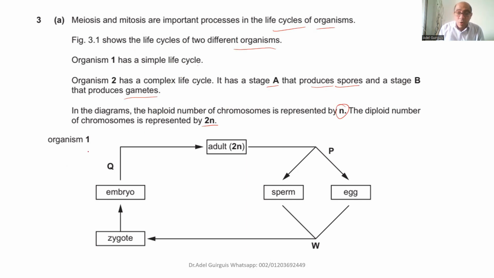Okay? Organism 1 here: adult with 2N. Process B produces egg and sperm in two different individuals. Here, process W forms the zygote, which develops into an embryo, then by process Q develops into an adult again. Okay, this is the simple life cycle of the organism.